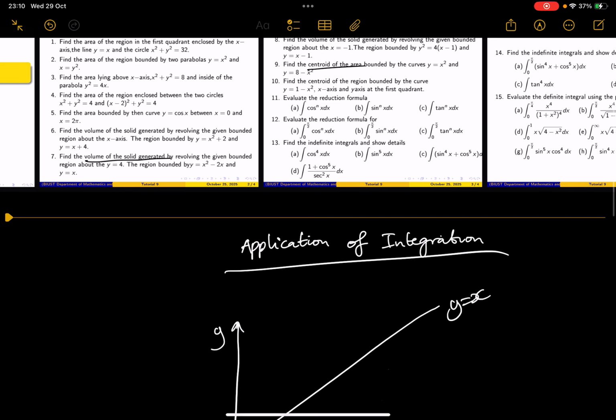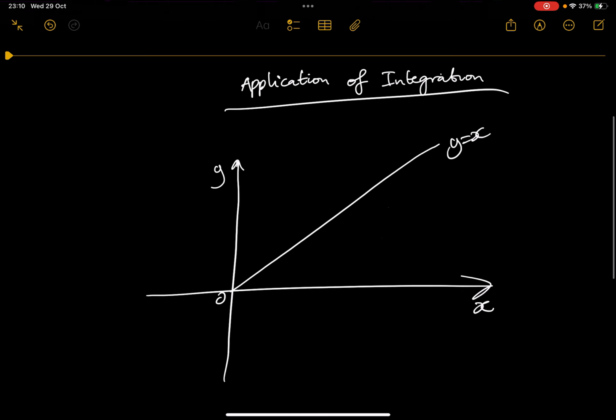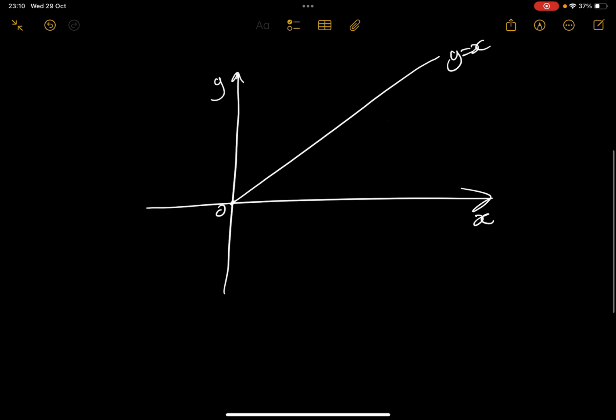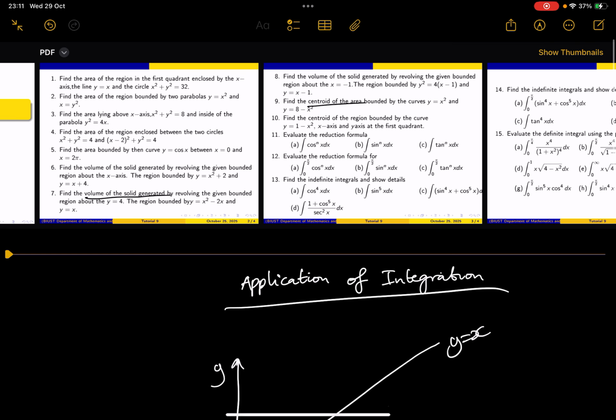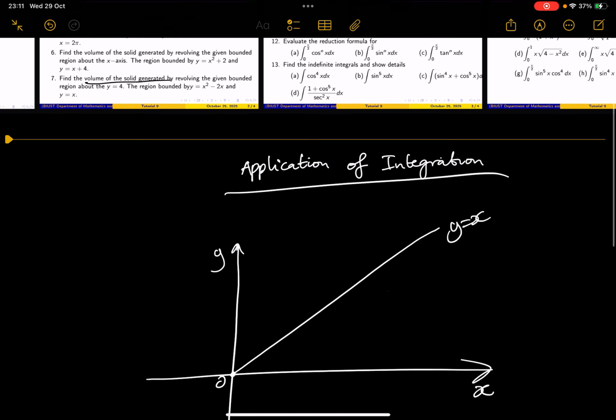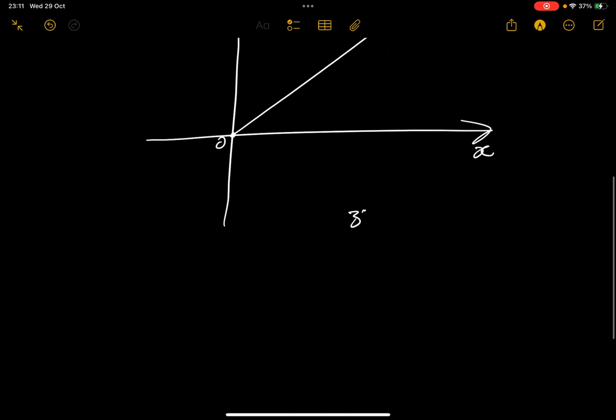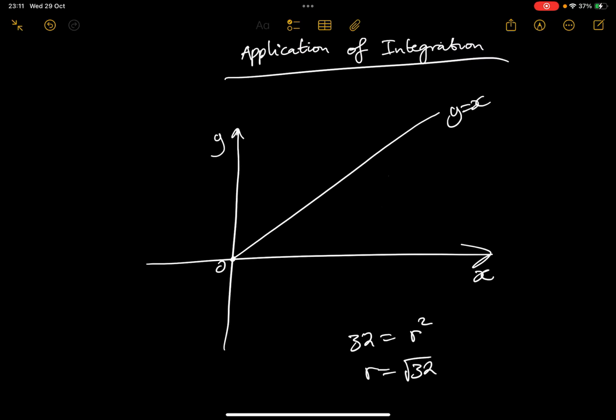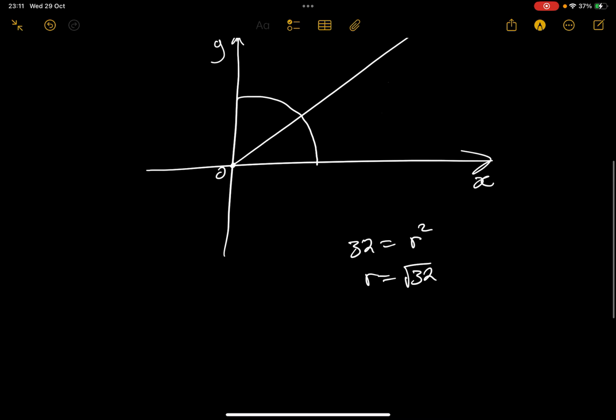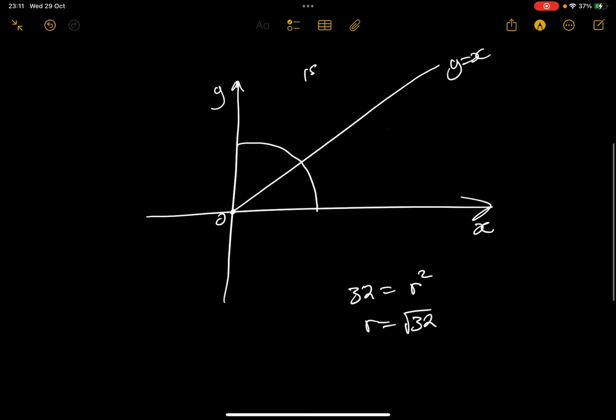And then we have an equation of a circle. The equation of a circle with its origin at the center and r squared equals 32, which means r equals root 32. So that's the radius of the circle. I'm just going to draw it's just a sector of the circle. This is the sector of the circle. We are looking at the first quadrant.